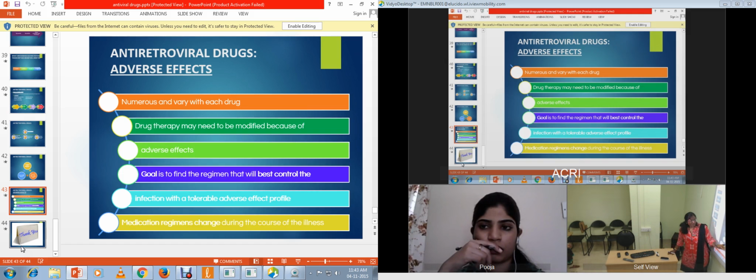The medication regimen changes during the course of the illness. Based on your counts, the medication regimen will change. That completes your antivirals. Shall we see from the first what we have seen?